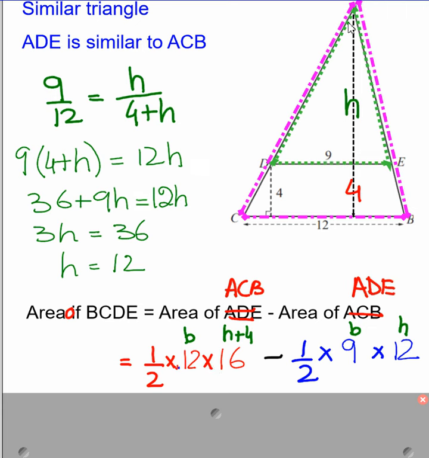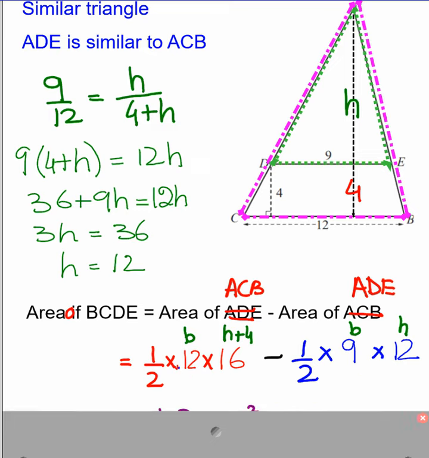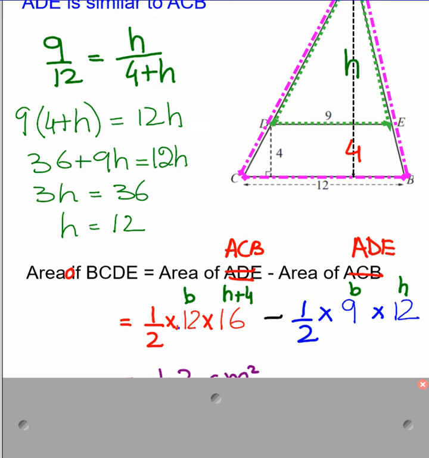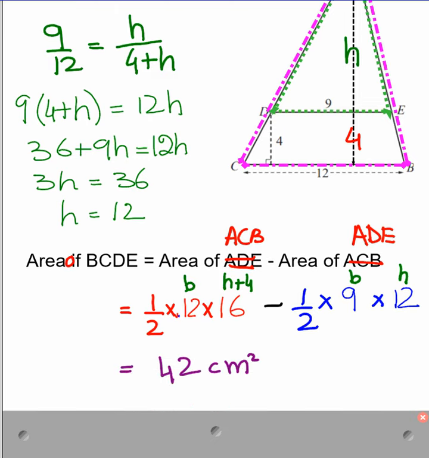Now both are triangles, half into base into height. For this one, the base is 12 and the height is h plus 4. We have just found h is 12, so it is 16. And for ADE, the base is 9 and the height is 12. So you can simply calculate the area of the trapezium, which is 42 centimeters square.